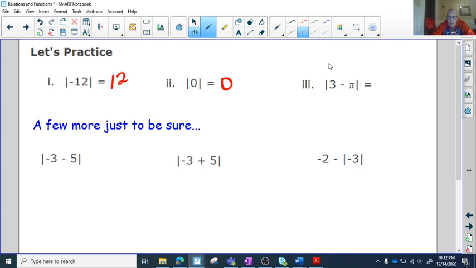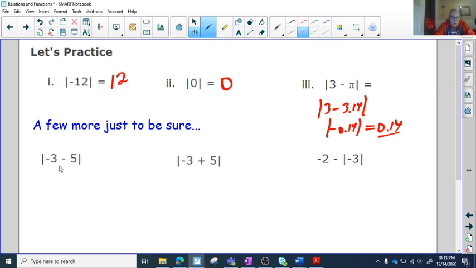3 take away pi. Now I'm just going to estimate this. These absolute value bars also act like brackets. So this would essentially mean find the absolute value of 3 minus, I'm just going to approximate here and say 3.14, which would be -0.14, which would have an absolute value of +0.14.